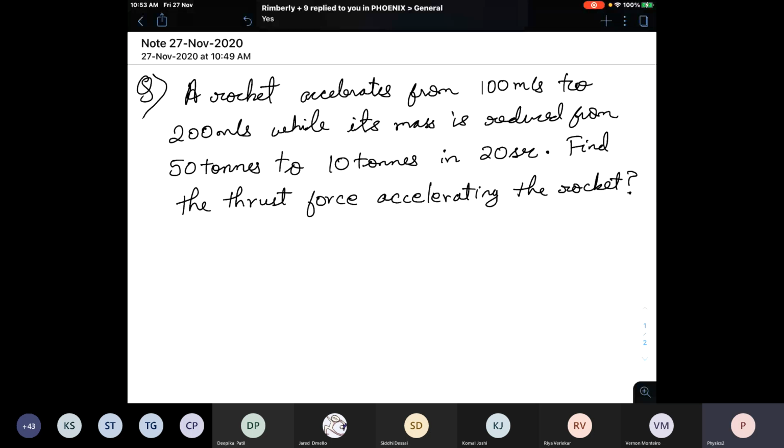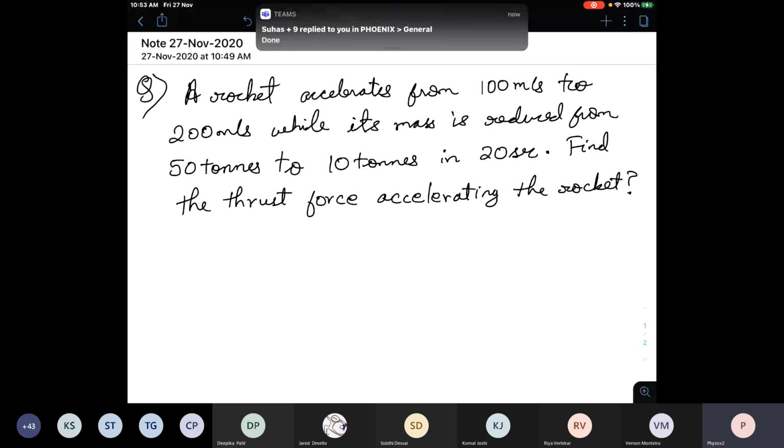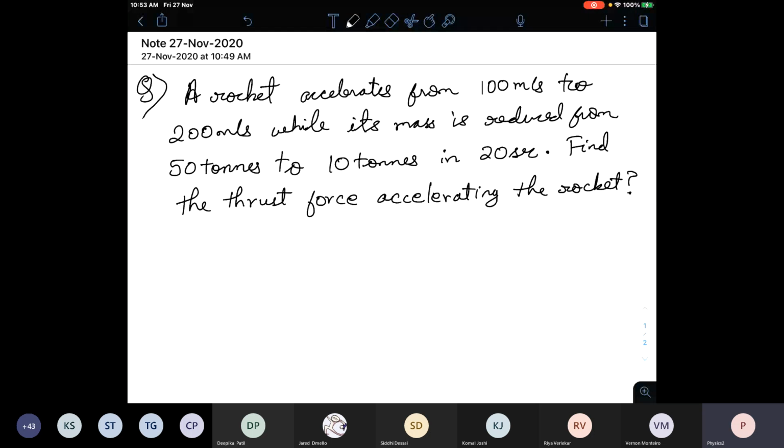So this is the question that we have a rocket. As it is increasing its speed, its mass is also decreasing. That is logical, that is what happens in practical situations. As the rocket goes up, its velocity keeps on increasing, but as the fuel is burning, its mass is decreasing rapidly. A lot of fuel is burned by the time it reaches the orbit. So your mass and velocity both are constantly changing.